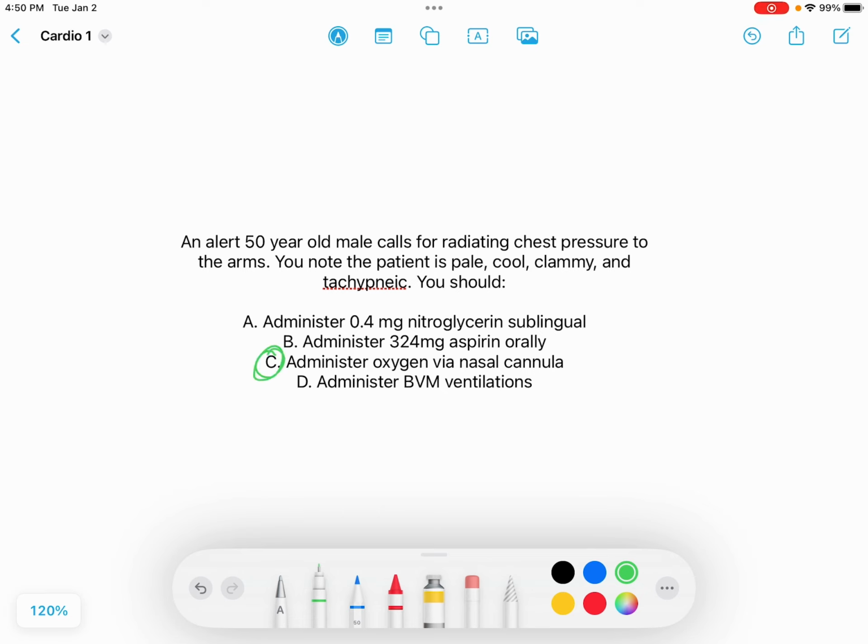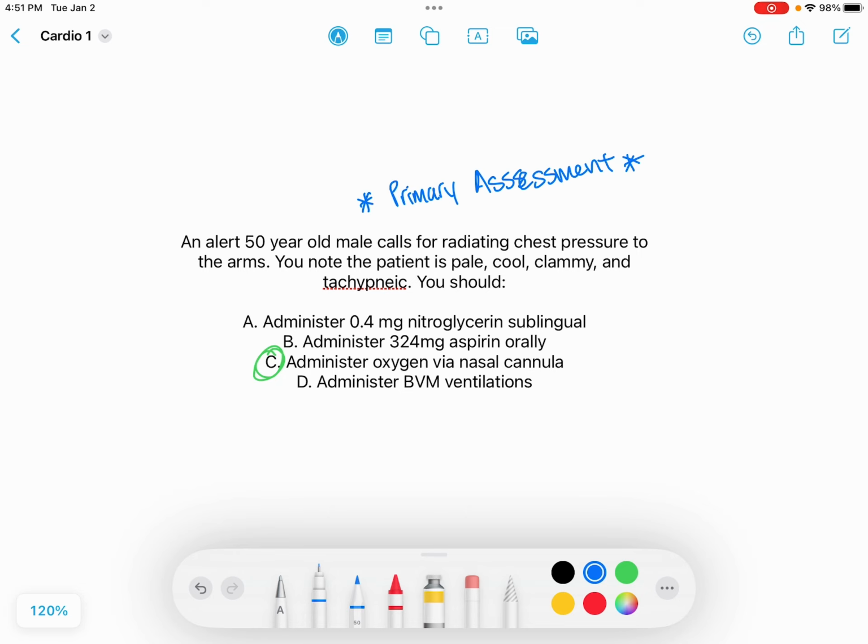So when we look at questions like this, we don't have that much information to go off of. But one thing we note is that they are giving us a lot of stuff that we would pick up in the primary assessment, where you're assessing for ABC life threats. And so if we're in the primary assessment in a question like this, they don't give us vital signs.